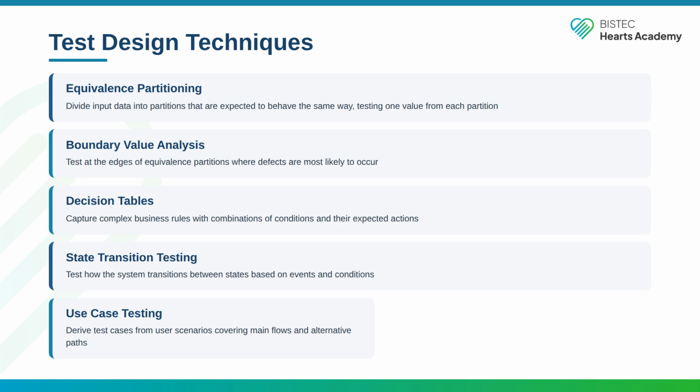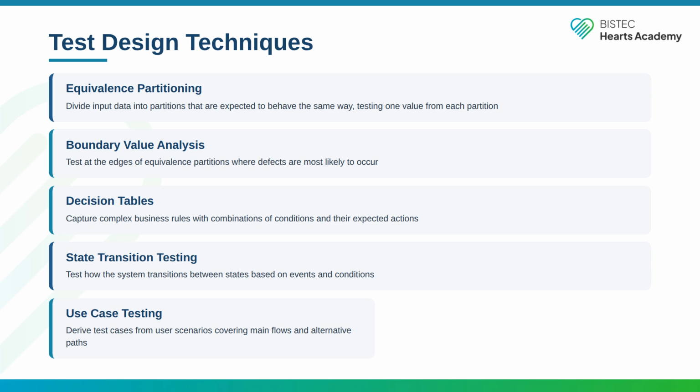Equivalence partitioning and boundary value analysis work together. EP tells you which groups to test. BVA tells you to focus on the edges of those groups. Always use both. Decision tables handle situations where multiple conditions interact. Imagine a discount system.